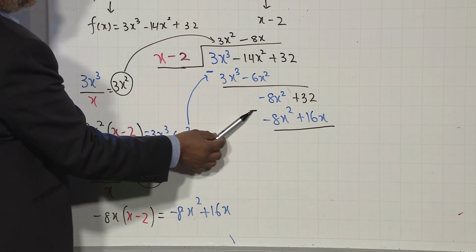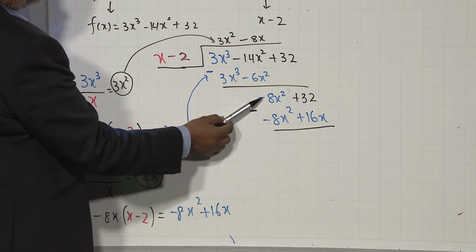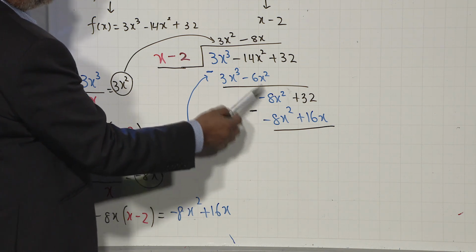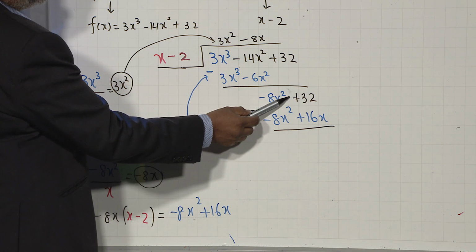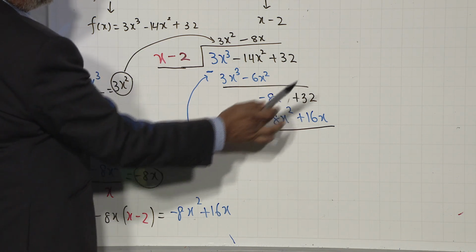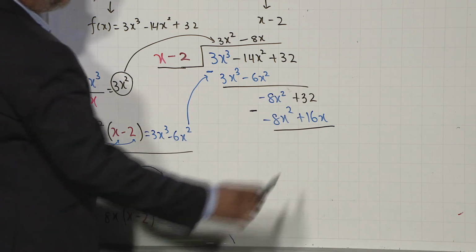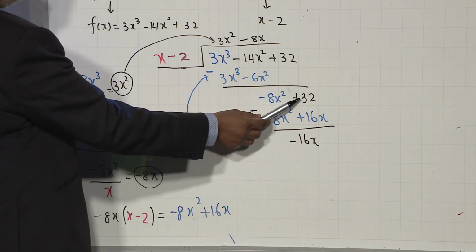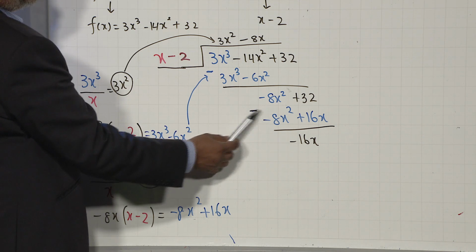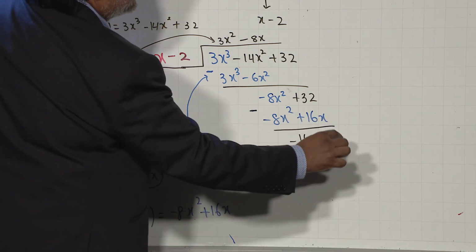Minus 8x squared minus minus 8x squared is going to cancel. I don't have any x term, so it is 0x minus plus 16x, minus 16x. And 32 minus, I don't have any constant here, so it's plus 32.